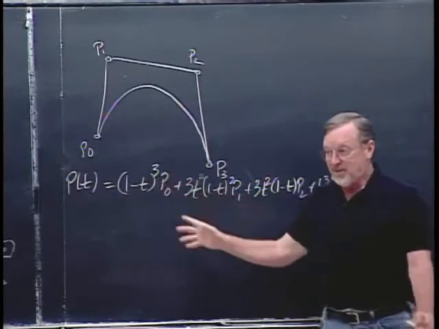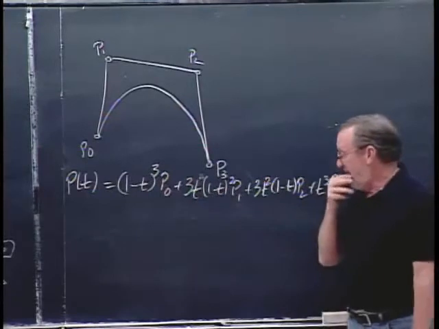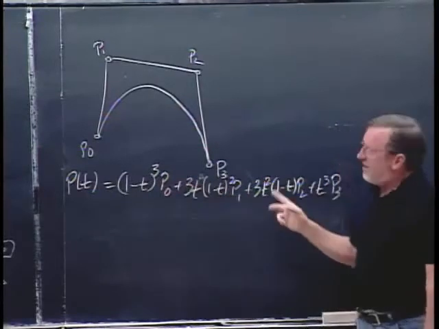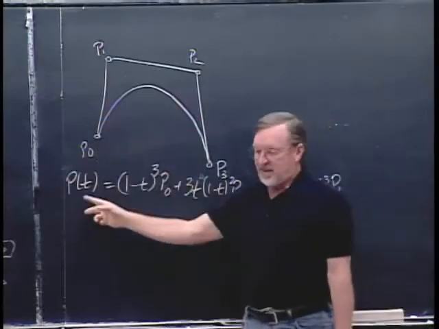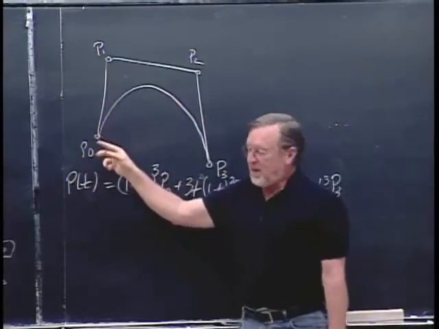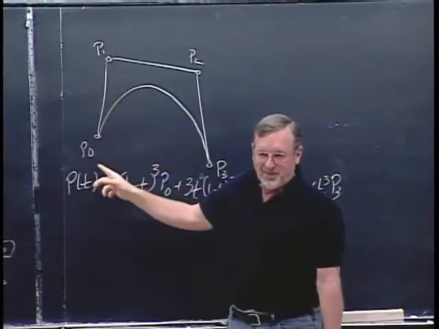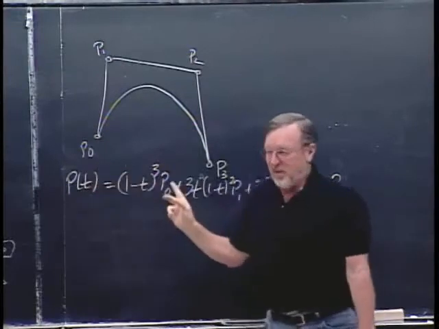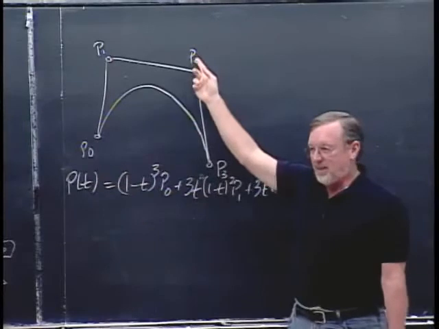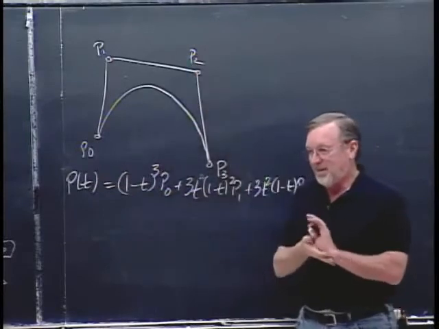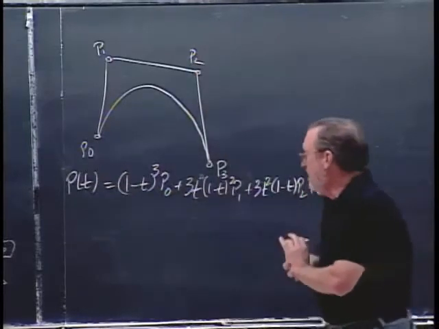No matter what t is, the coefficients always add up to 1. And you could actually write this down. If you wanted to take the derivative here, you would find that the derivative of this thing at 0 happens to be 3 times p1 minus p0. And the derivative over here happens to be 3 times p3 minus p2. It does have the correct slope, okay?